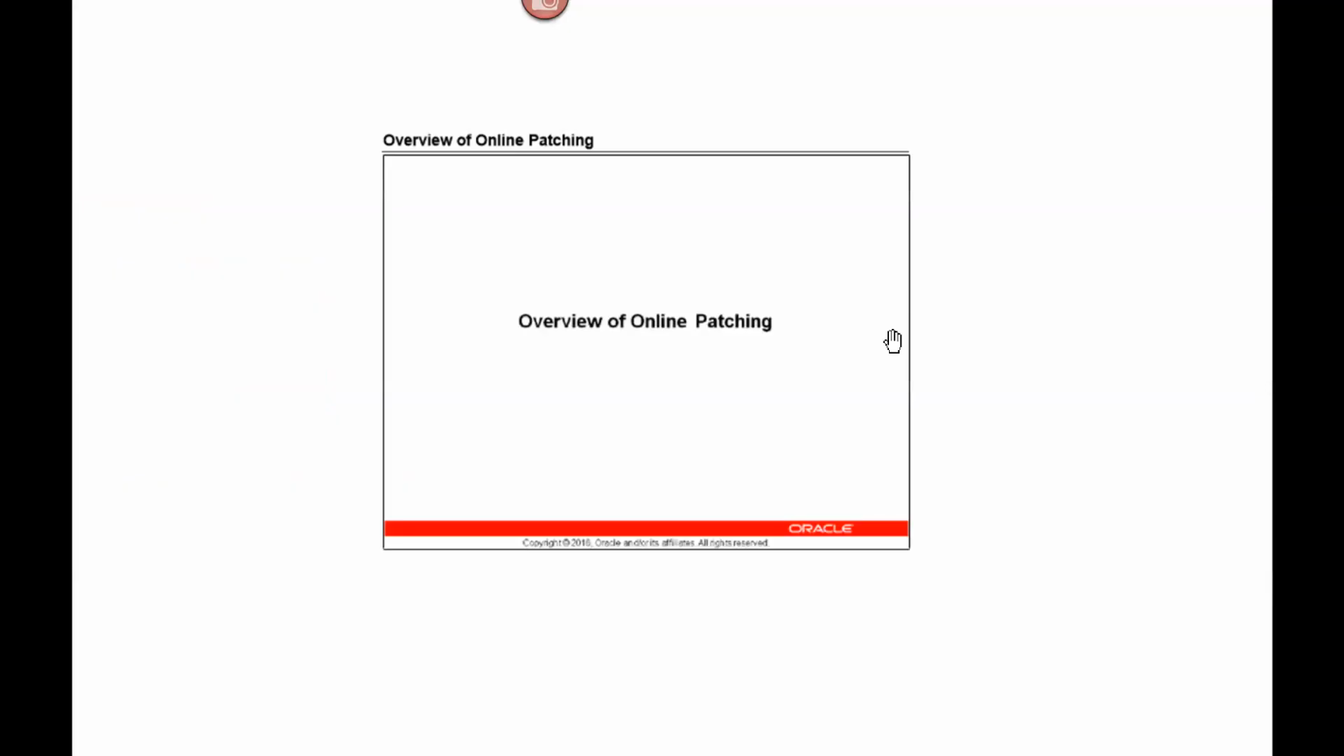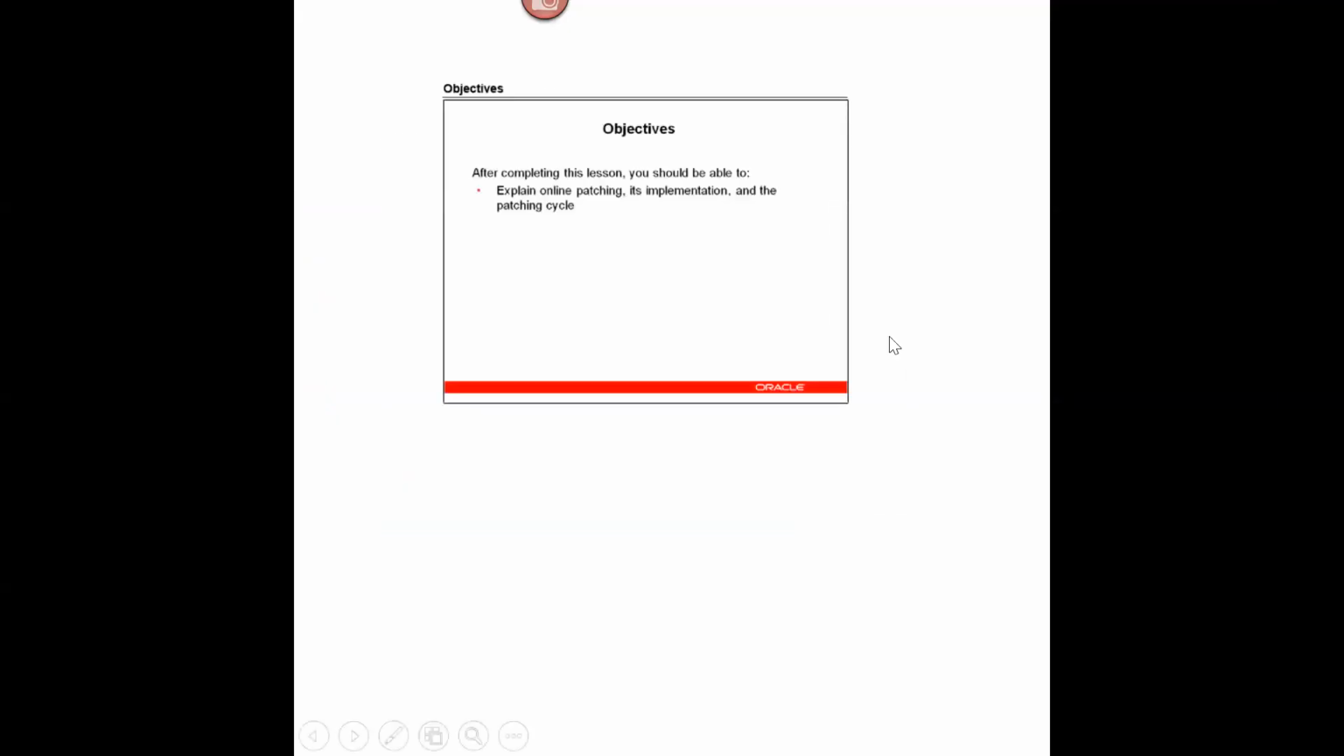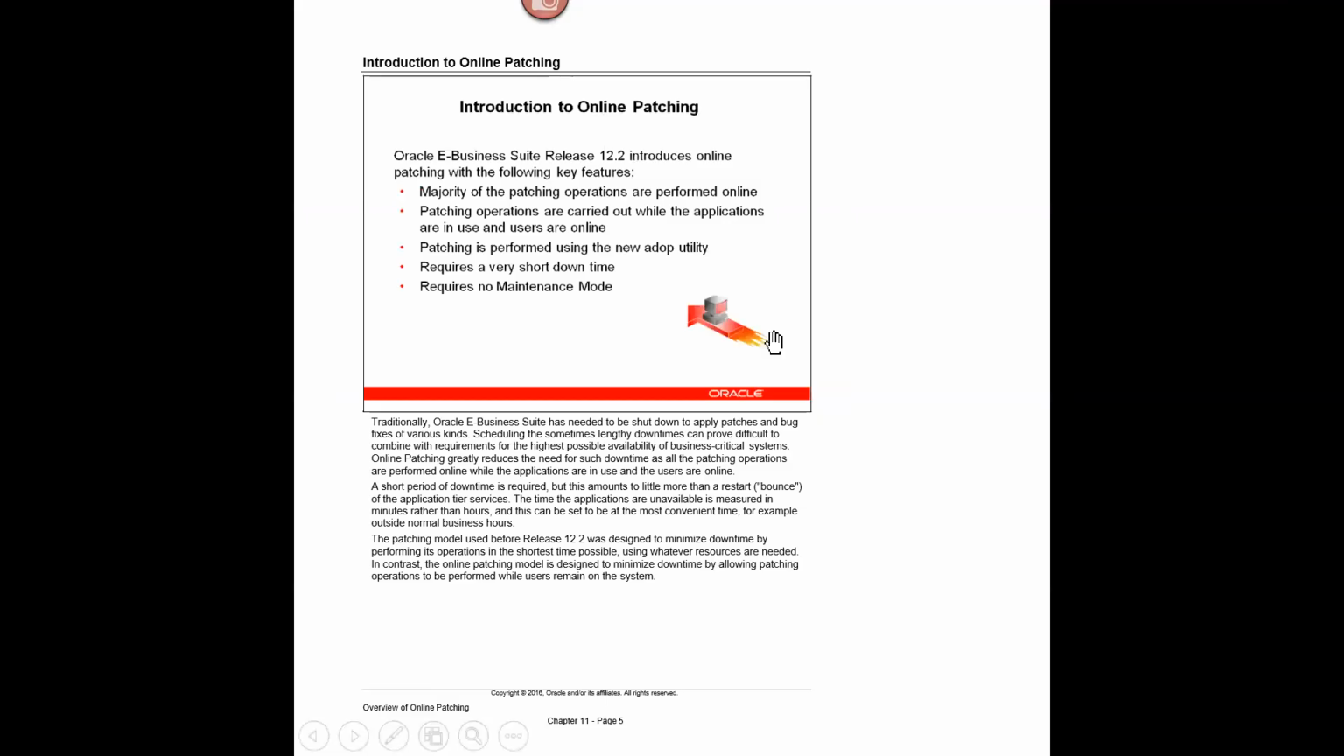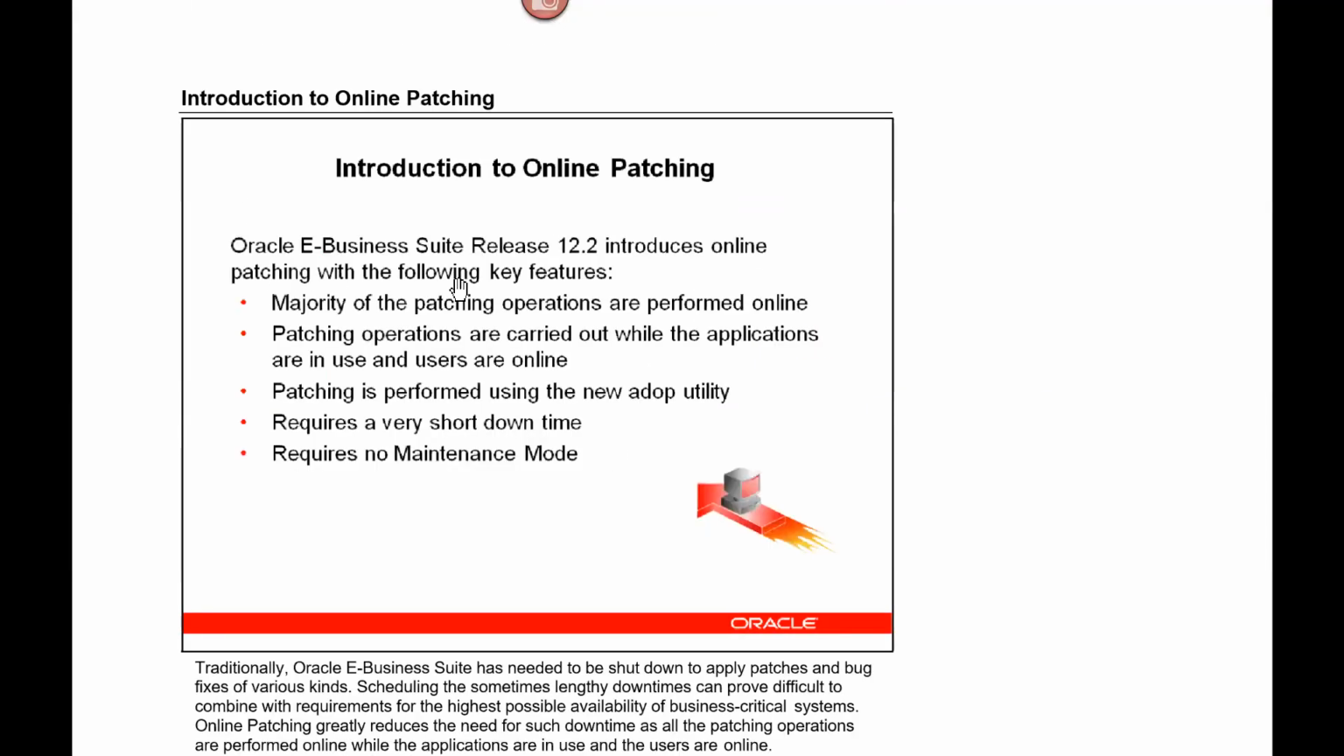For that, first we need to understand what the different phases are and what things we can do. So, explain online patching, its implementation and the patching cycle. Today we'll try to understand the patching cycle. Oracle E-Business Suite release 12.2 introduces online patching. Why is it called online patching? In 12.1.3, if we needed to apply a patch, normally we had to shut down the application. But in 12.2 onwards, there is no need. Whenever you are applying the patches, your application can be up.